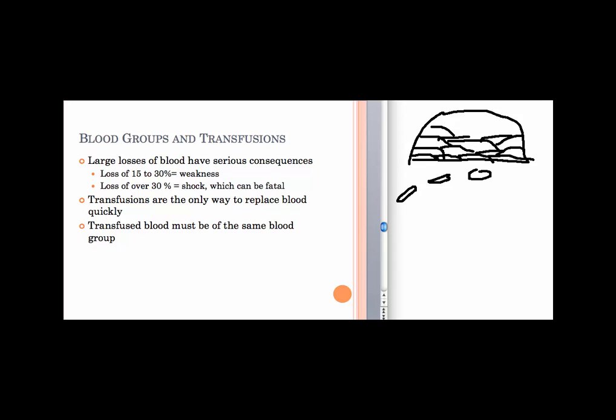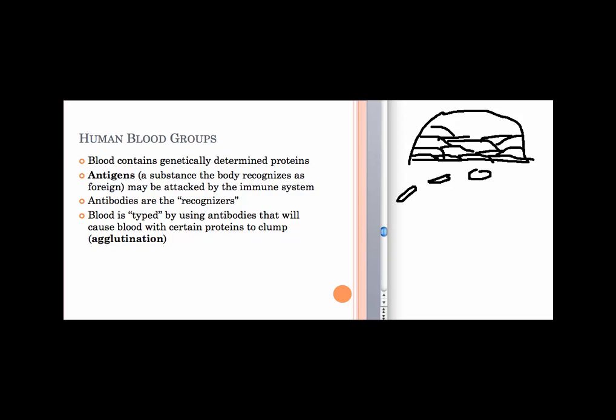Large losses of blood have serious consequences. If you have over 30% of blood loss, that leads to shock and it can be fatal. 15 to 30% of blood loss makes you weak. We have two reserves in our body in the event that you have a substantial amount of blood loss. We have our spleen and our liver that can expel blood to help restore blood volume.